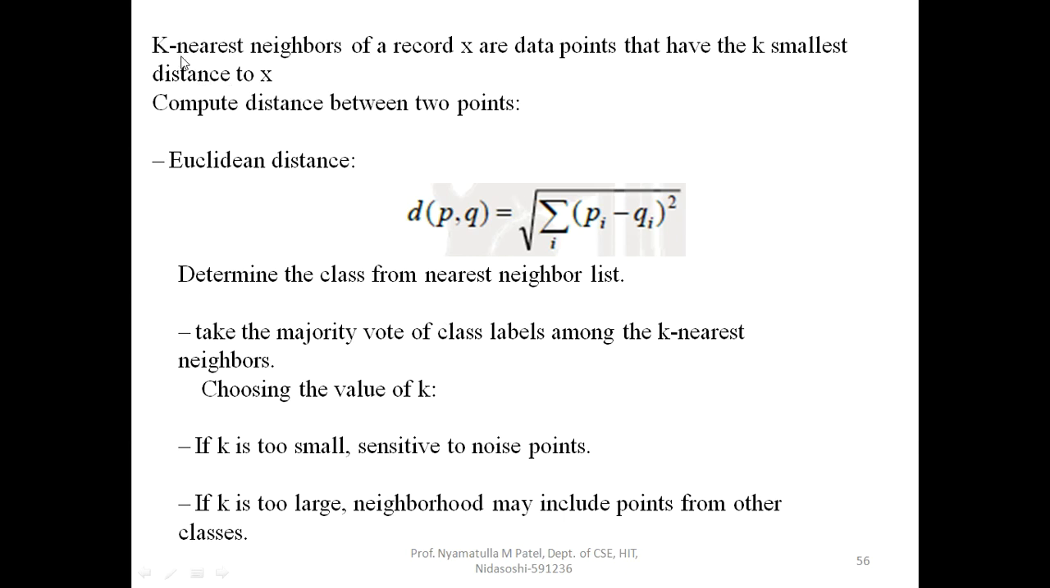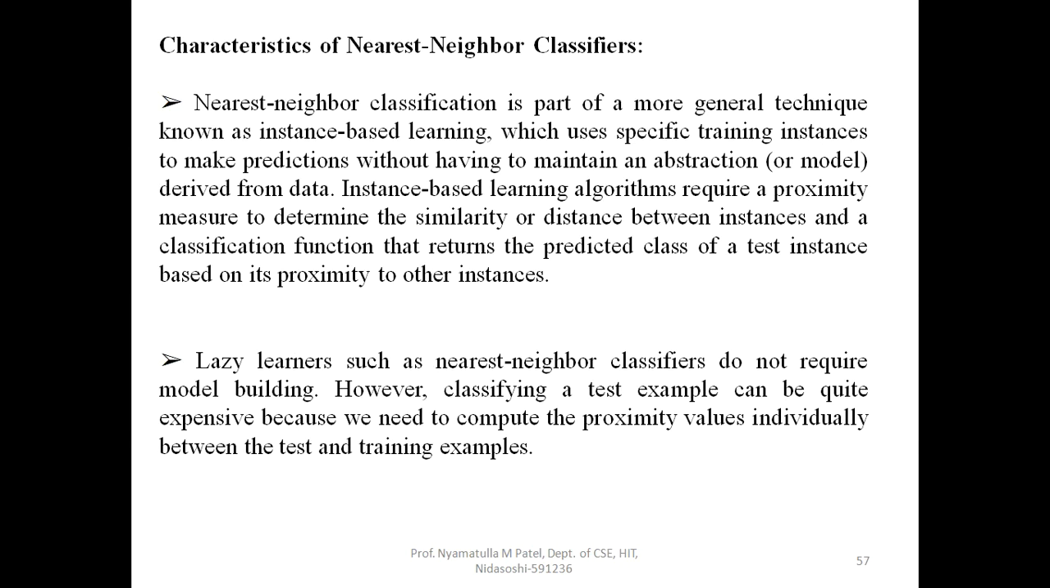Now, what is the value of k that has to be taken? With respect to any unknown record, how many nearest neighbors do I have to check? How to choose the value of k? If k is too small, then it will be sensitive to noise. If k is too large, the neighborhood may include points from other classes. So the value of k should not be very small and should not be too large.